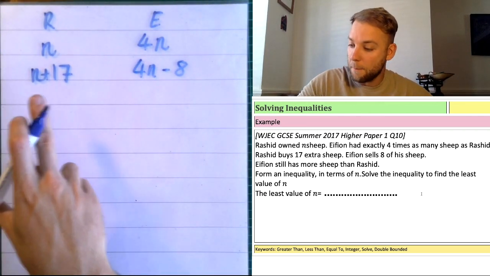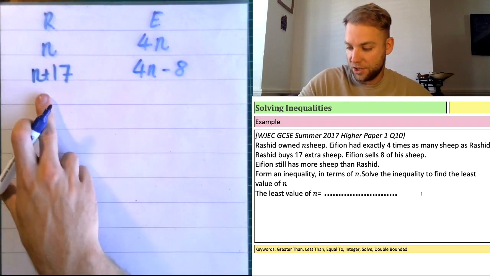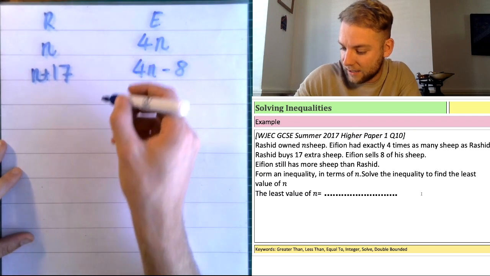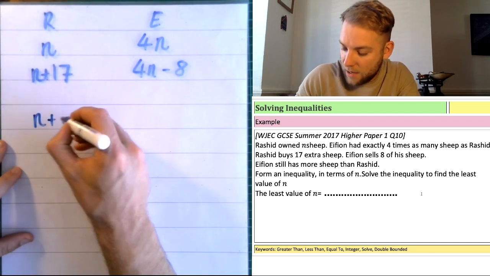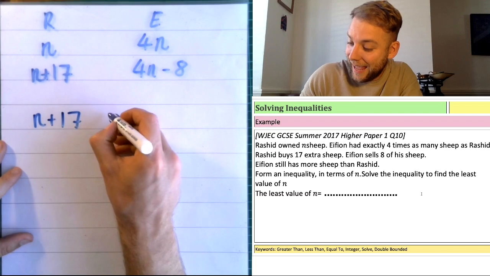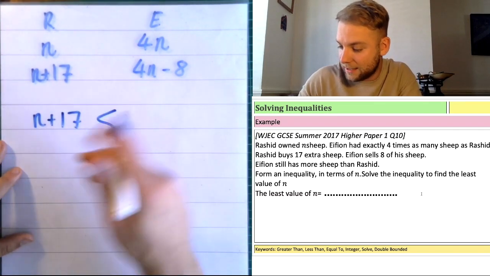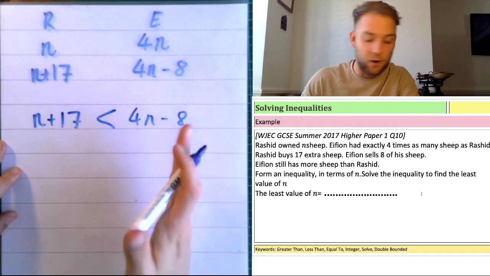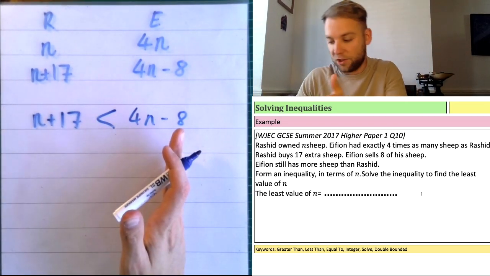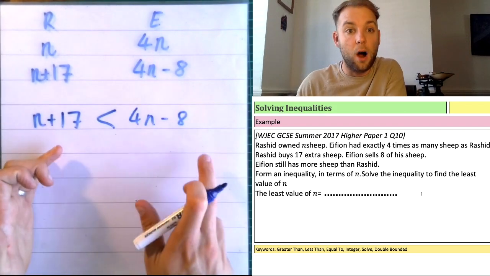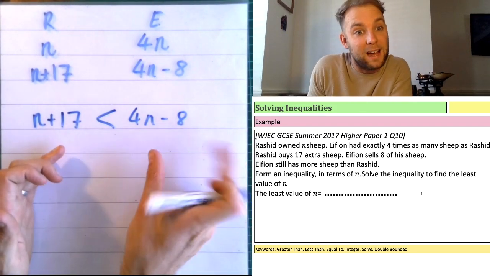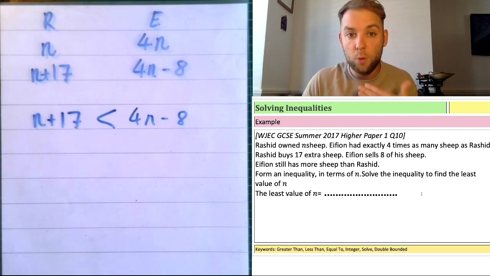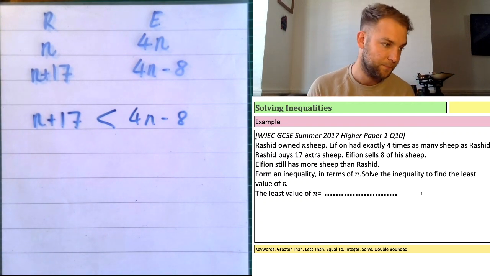Ifan has more sheep than Rashid. So if he's got more sheep, we know that it's greater than on this side. So it's going to be n plus 17 is less than, or the other way around, 4n subtract 8 is greater than n plus 17. Because Ifan has more sheep than Rashid, so it has to be wider on this side, because this one here is bigger than this one here. So that's the starting point. We've formed our inequality. There's loads going on there. Really taking our time.